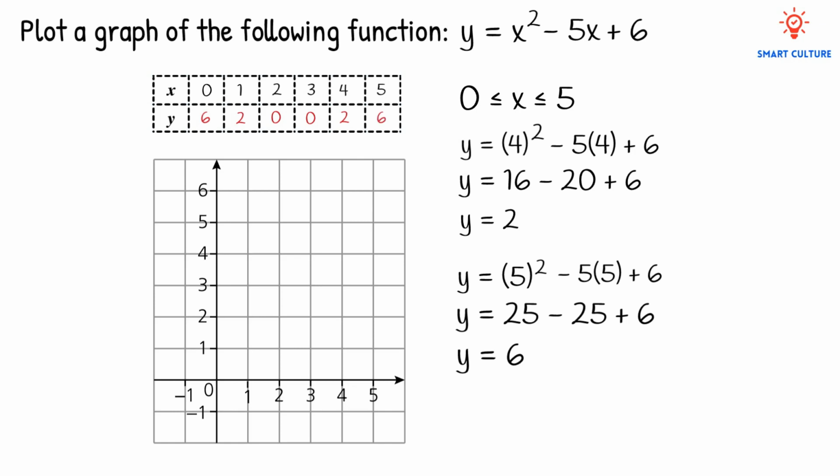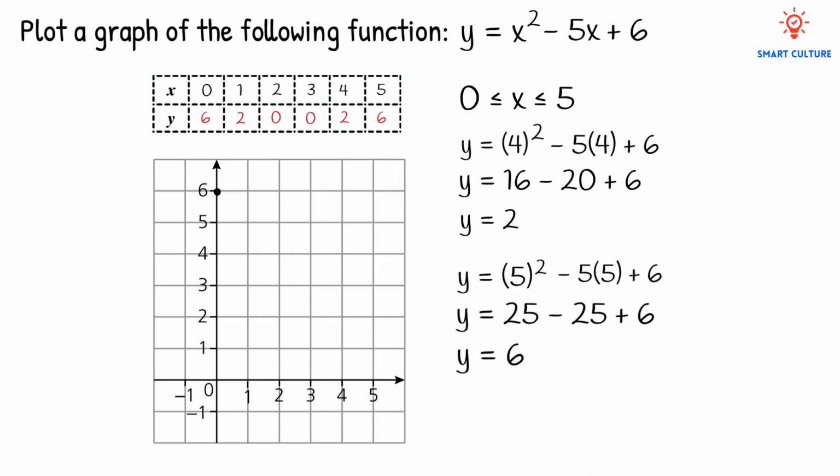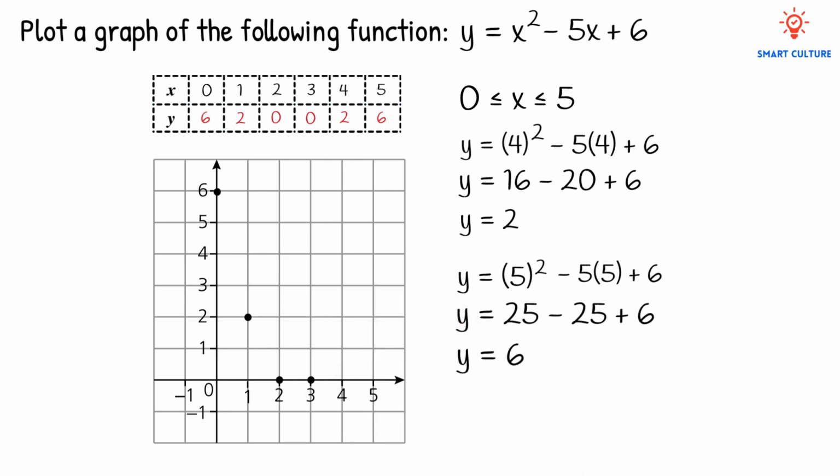So now we have all these coordinates. Now we can just plot them. So the first coordinate will have an x value of 0 and a y value of 6. So that will be on the y-axis. The next point that we have to plot is 1 and 2. So that will be right here. The next one is 2 and 0. So that will be on the x-axis. The next one will be 3 and 0. So that will also be on the x-axis.